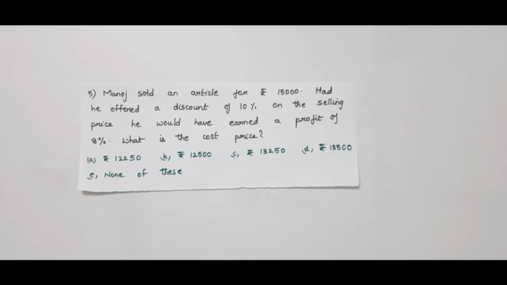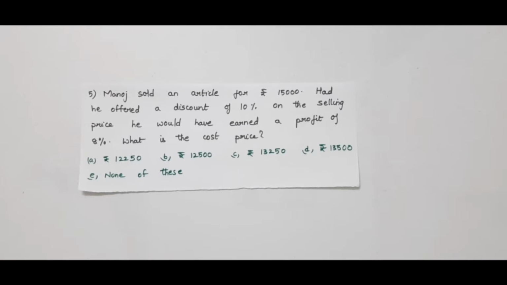Next problem. Manoj sold an article for rupees 15,000. Had he offered a discount of 10% on the selling price, he would have earned a profit of 8%. What is the cost price? Options given as option A 12,250, option B 12,500, option C 13,250, option D 13,500 and option E as none of these.